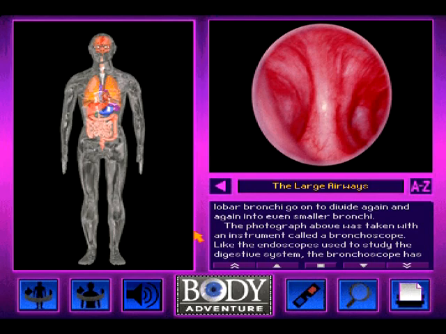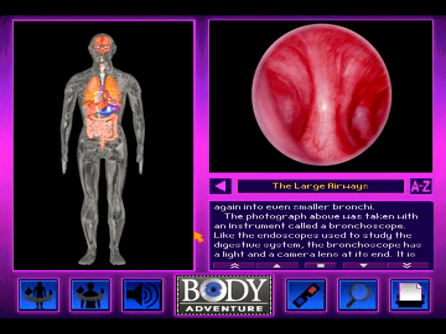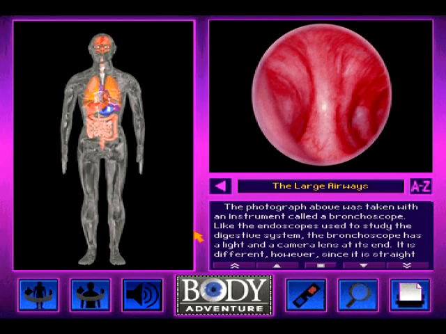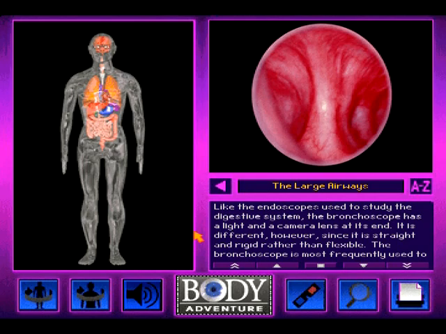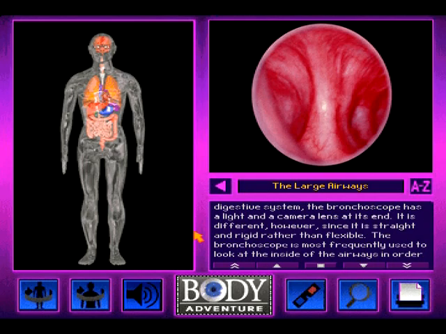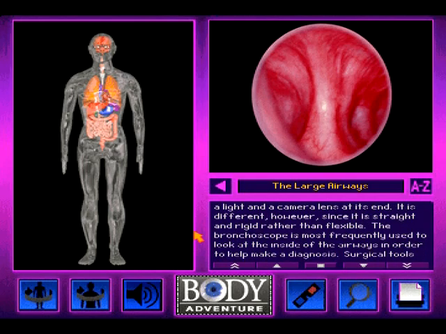The photograph above was taken with an instrument called a bronchoscope. Like the endoscopes used to study the digestive system, the bronchoscope has a light and a camera lens at its end. It is different, however, since it is straight and rigid rather than flexible.